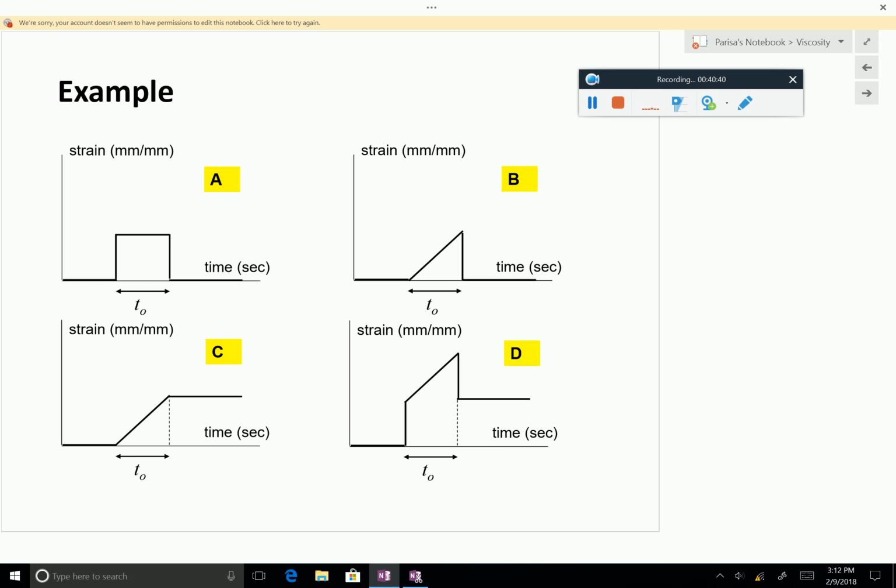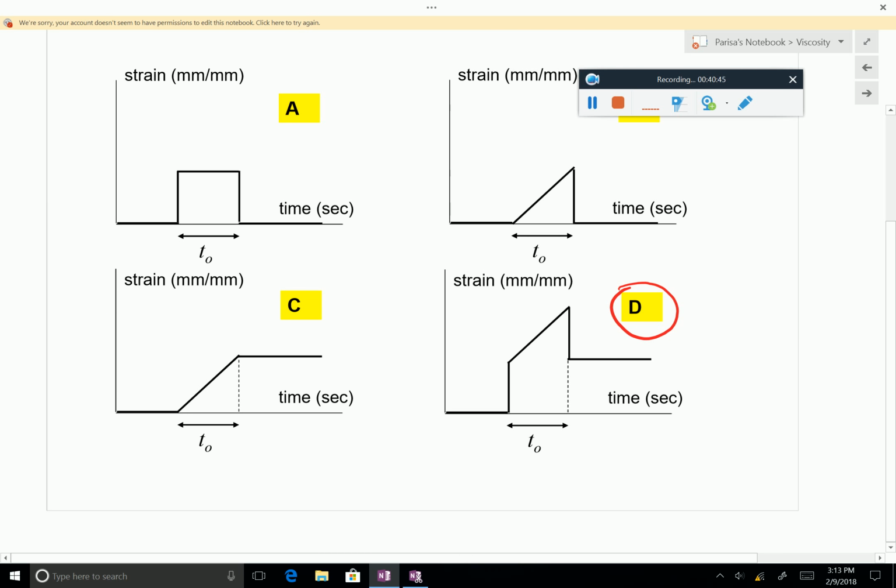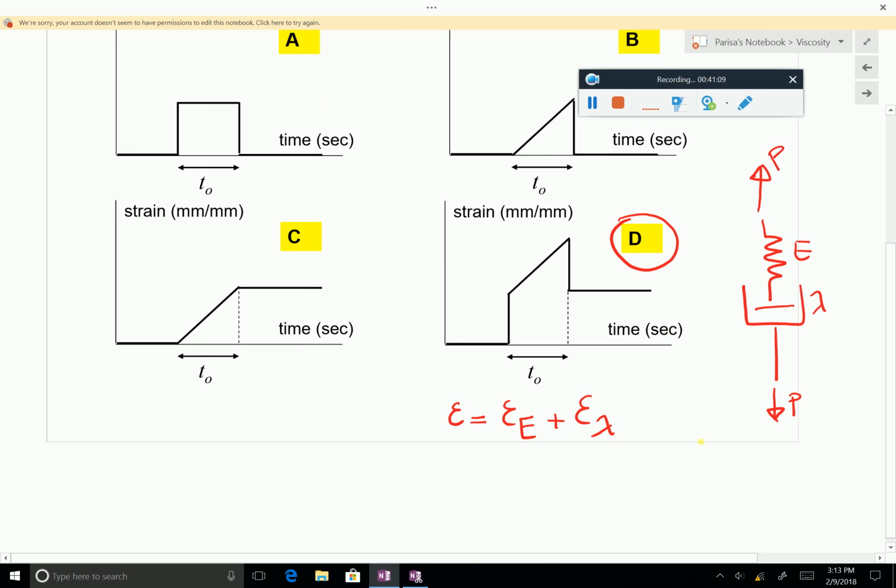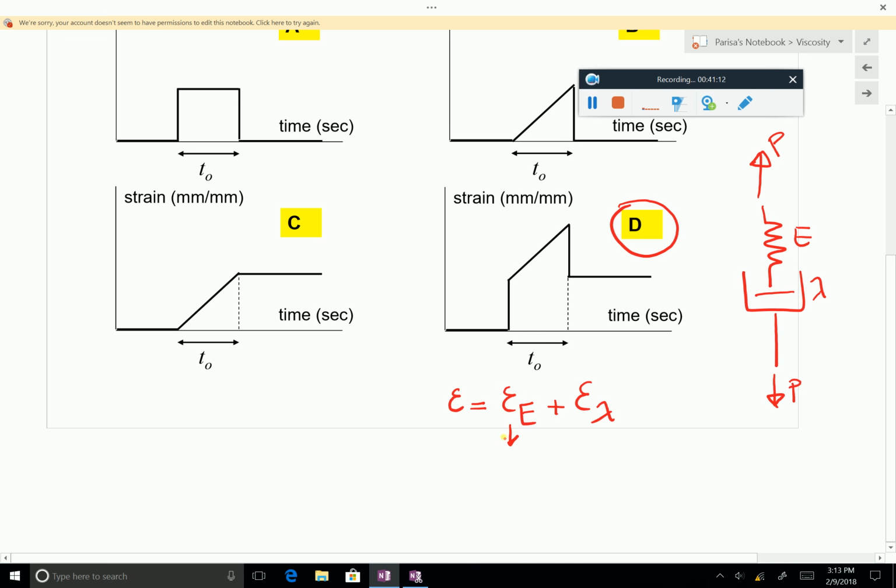The answer is D. But it's important to reason things also. So the model looks like something like that. These are in series, so you can say that epsilon is equal to epsilon due to the spring plus epsilon due to the dashpot. This one is instantaneous and it recovers.